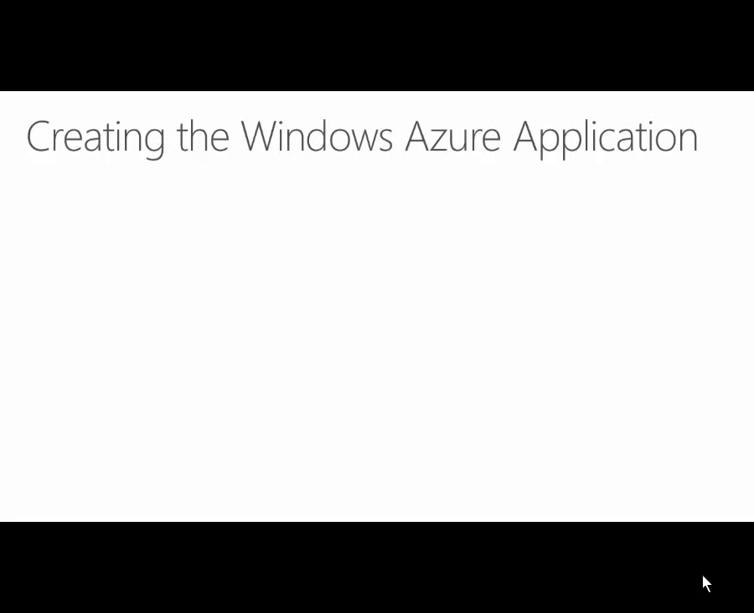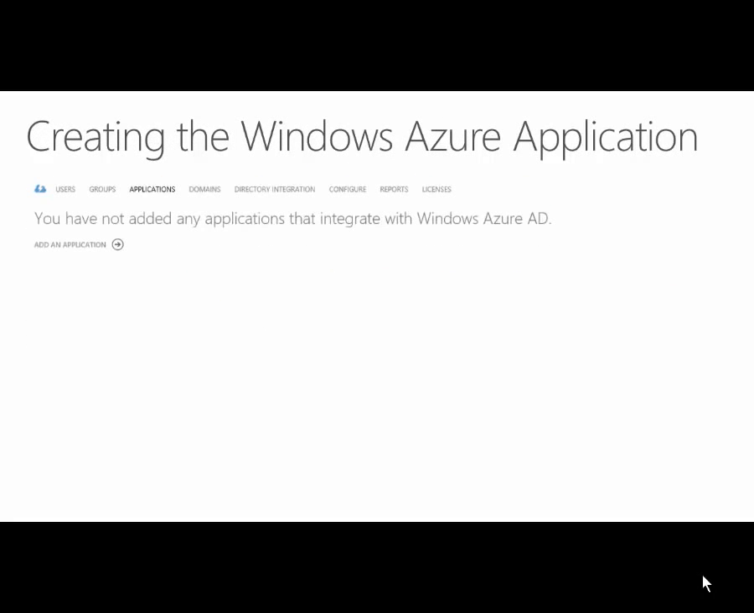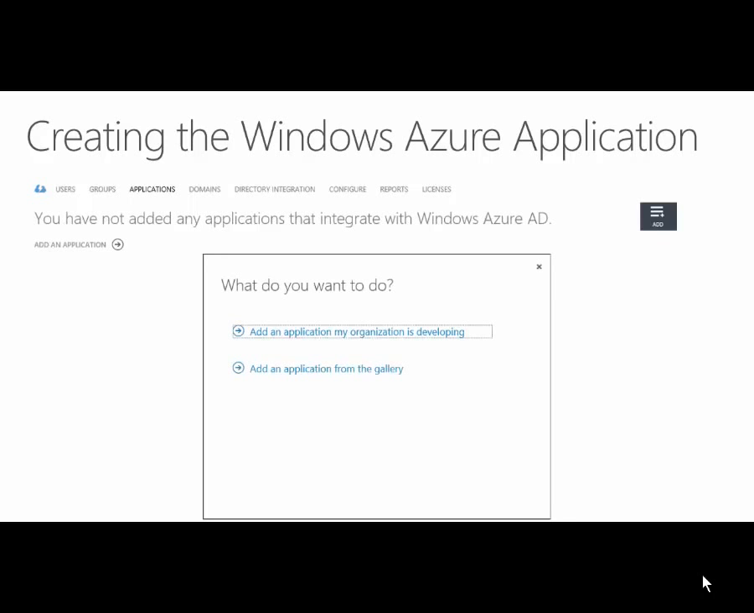So let's walk through the steps of creating a Windows Azure application. Once your domain is created and set up, you would then select that domain, and you're going to see a ribbon like you're seeing here across the top. Once you select applications, you're going to see an option for add an application. The other option is at the very bottom. You're going to see a little add button, and you could select that as well. Once you do either, you're going to get a prompt that says, what do you want to do? In our case, we're going to want to add an application my organization is developing. That's the option we're going to select.